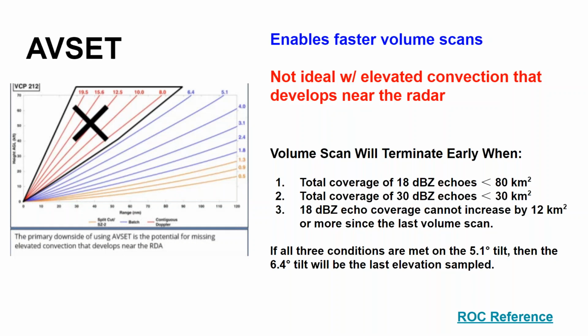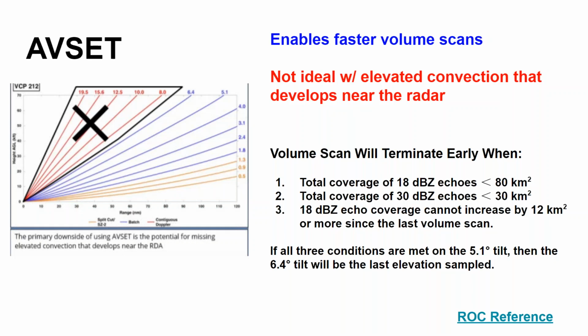If those are met on any of the 5.1 tilts or above, then the next tilt will be the last elevation sampled. So when there's not any growth aloft, this enables the radar to end the scan, go back down to 0.5, and begin again, which enables a faster volume scan.